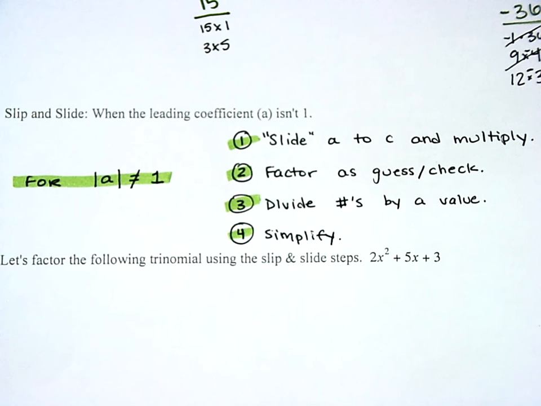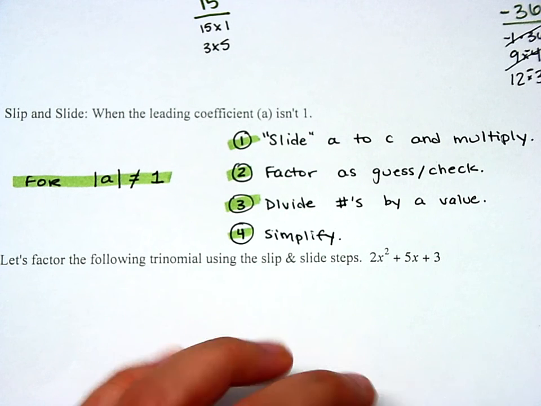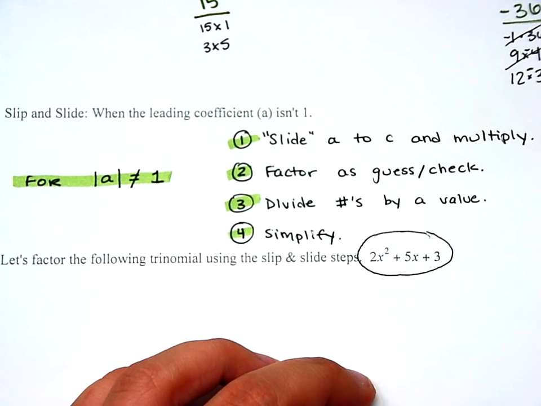The first one is the slide A to C and multiply. Then we're going to factor as a guess and check, so basically what we just did right above. We're going to divide the numbers by a value, and then we're going to simplify. Okay, so we're basically moving around our A value. That's that slip and slide part of this. Okay, so we're going to try that with this trinomial right here.